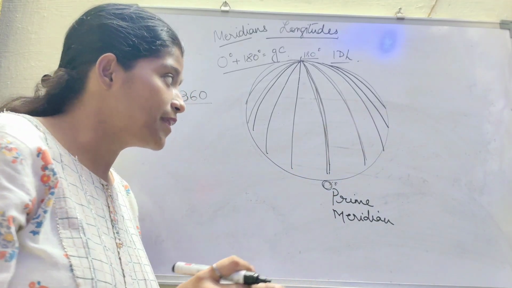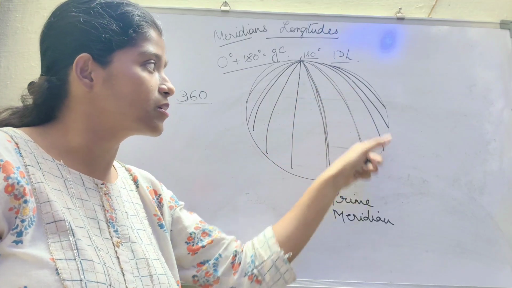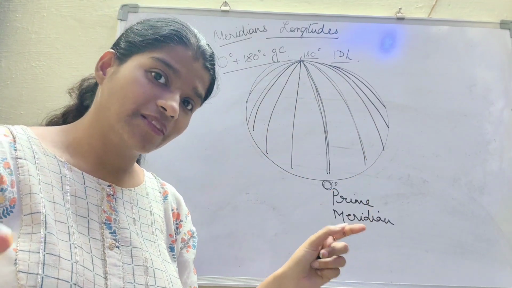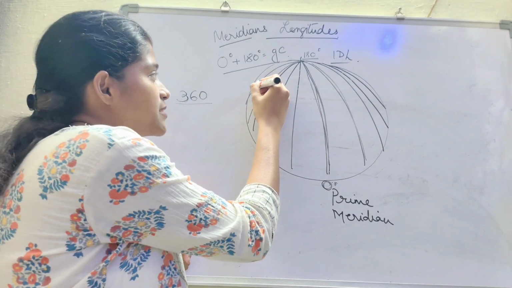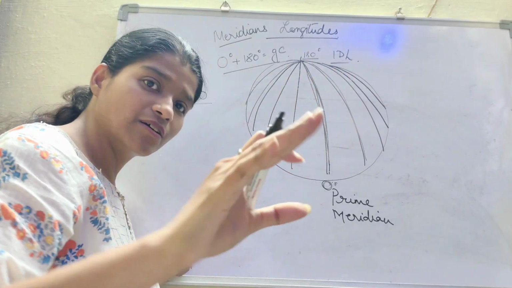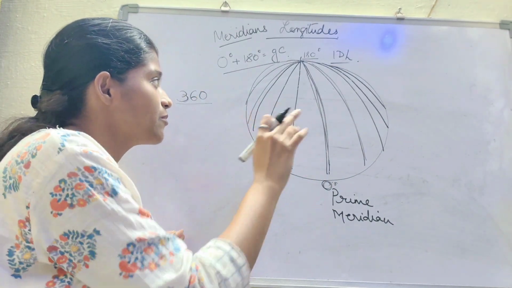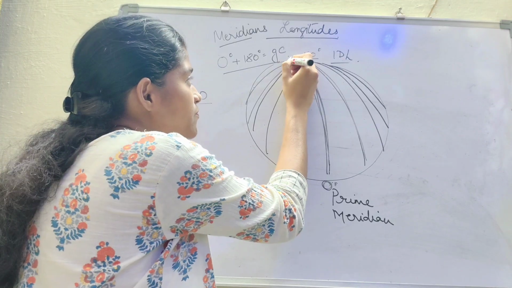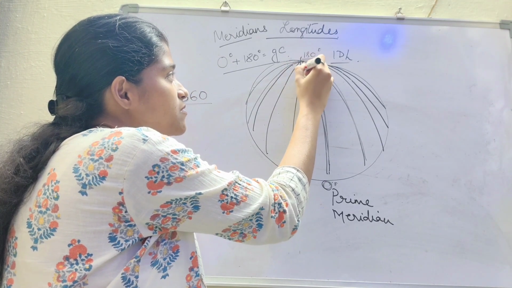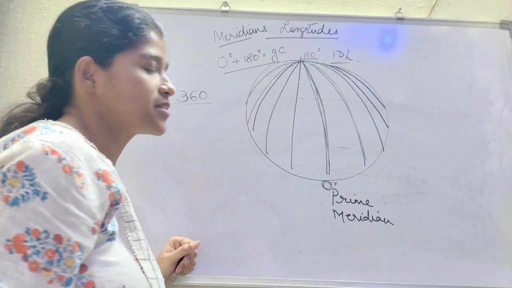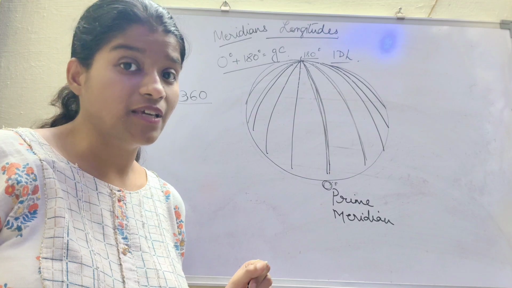Another important point: the length of each and every longitude is the same. Whether it is this one or this one, the length throughout the globe is the same. But the distance between the longitudes decreases as we move towards the poles.